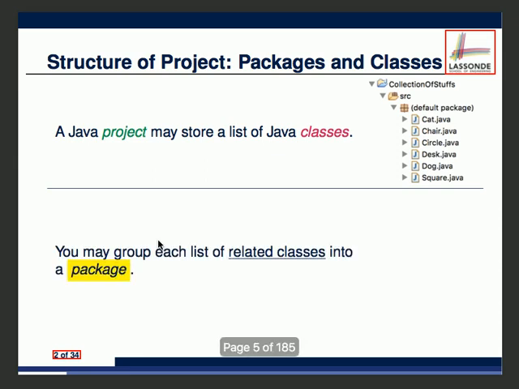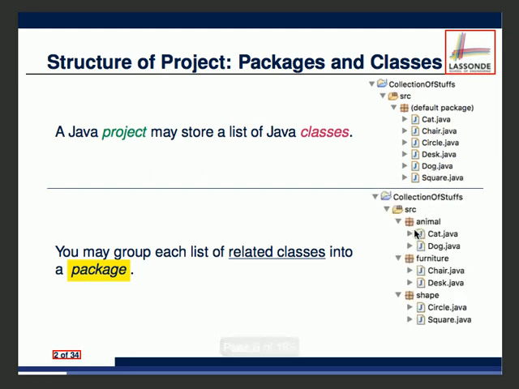So what you can do instead, for example, you can see cat and dog. They belong to the concept of animal. You have chair and desk. They belong to the concept of furniture. So that's why you can create different packages. You can create a package called animal, another one furniture, and another one shape. You can move the classes into the relevant packages. You guys know how to create packages in Java? You're okay, right? Let me skip this step.